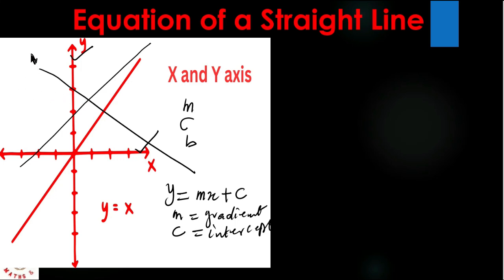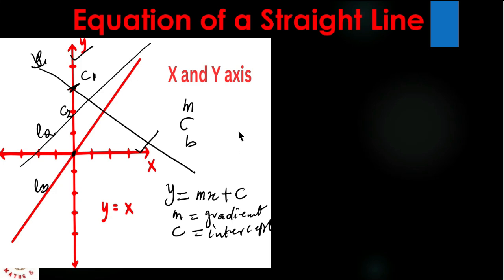Let's call this line 1, L1, and let me call this line 2. For line L1, here is the intercept. I can refer to this as C1. For line L2, here is the intercept. I can refer to that as C2. And for line L3, let's call this L3, the intercept is at 0. So with this, we can define any straight line.